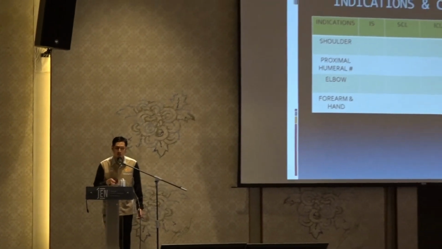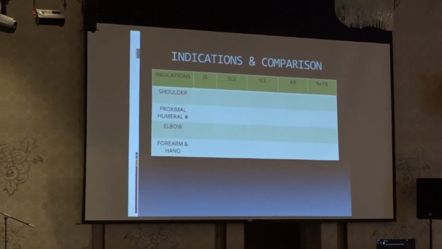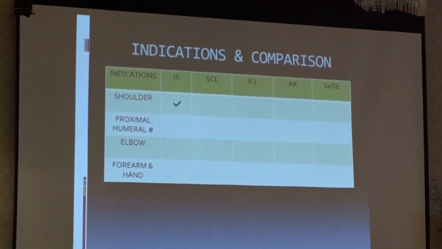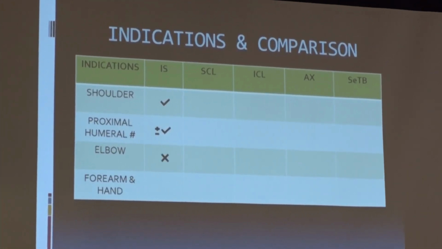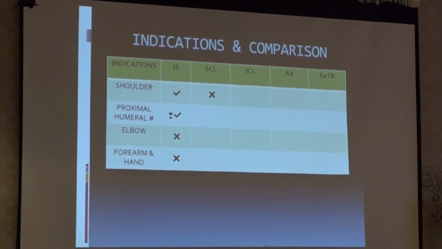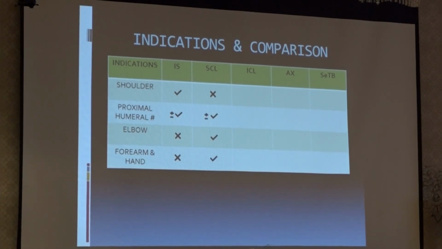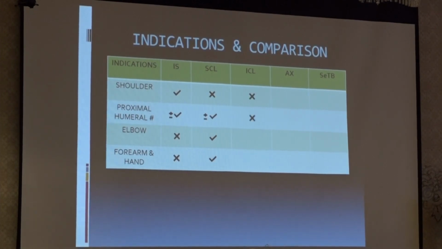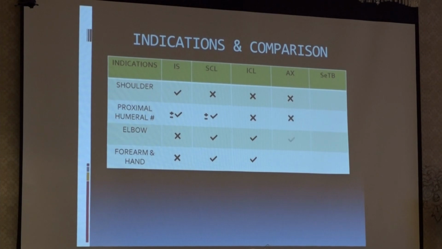Let's do some comparison of upper limb blocks. First, the indication. The interscalene is indicated for shoulder surgeries. Sometimes, depending on the spread, it can be used for proximal humeral fracture surgery. Supraclavicular is indicated for elbow, forearm, and hand surgery, and sometimes for proximal humeral surgery, again depending on the spread. Infraclavicular and axillary are both indicated for elbow, forearm, and hand surgery. And SATB is indicated for shoulder, proximal humeral fracture surgery, elbow, forearm, and hand surgery.